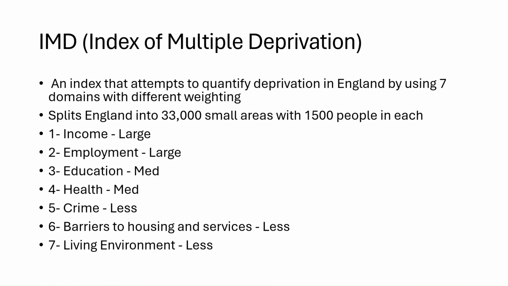The IMD splits England into 33k small areas with 1,500 people in each, and it measures income, employment, education, health, crime, barriers to housing and services, and living environment. And the word next to it, these are the weighting. So income is a large weighting of this index, and employment is a large weighting in this index, whereas living environment is less of a weighting. So I would say it scales with the importance of different factors, and it combines them into one index or one figure we can use, and that is a way you can measure change of a place.